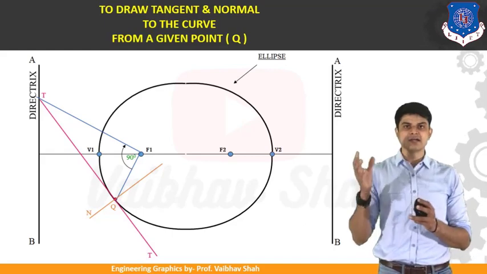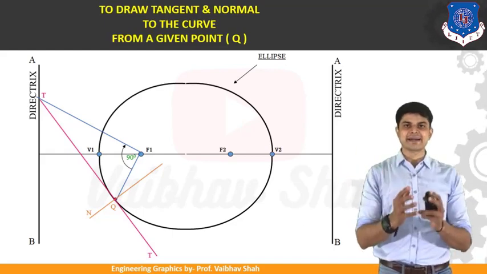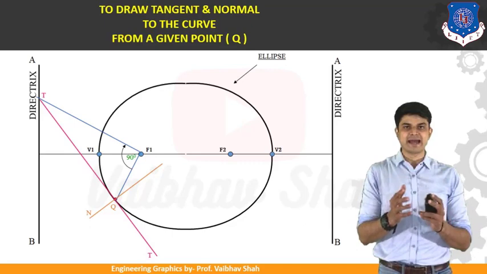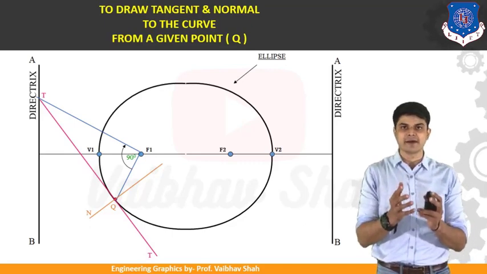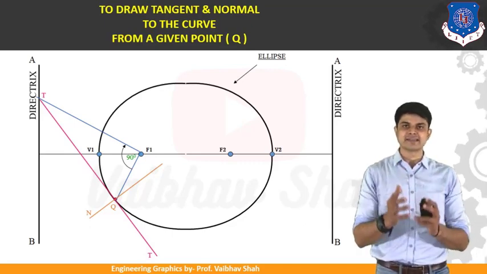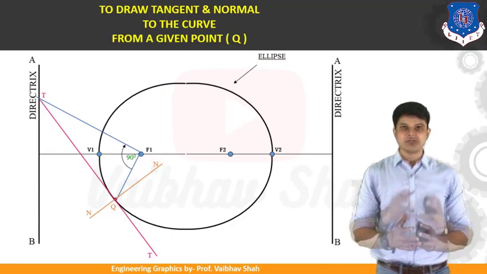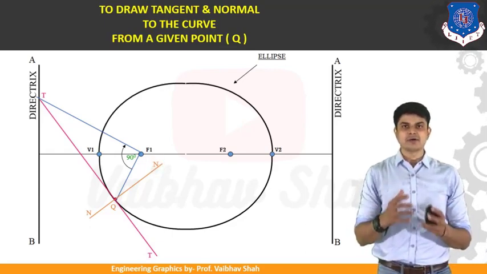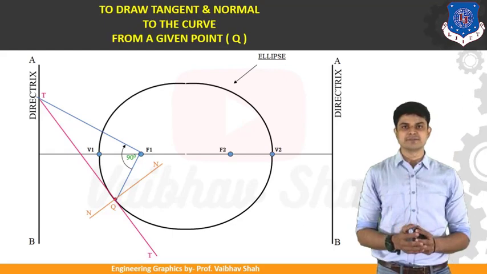So we have taken this ellipse from your directrix focus method. You can have the ellipse by any method, but you should have a focal point and directrix in order to draw tangent and normal by these methods. These are the two methods you can use to draw tangent and normal to any of these.